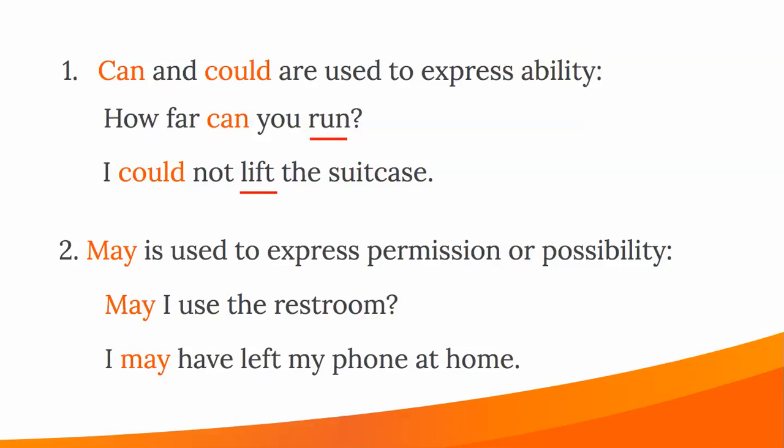I may have left my phone at home. So this is an example where may is indicating a possibility. It's possible that I left my phone at home. I'm not sure where it is. In the first example, use is the main verb. Left is the main verb in the second example. Note that have is also a helping verb because what that's doing, I have left my phone at home, is giving us a tense change that's different from left my phone at home.